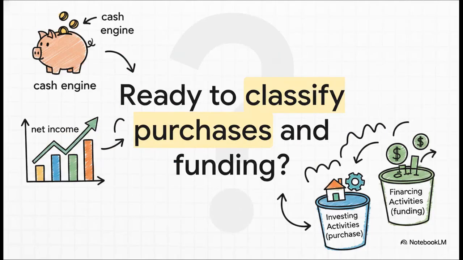So, what does this all mean? Well, you've officially mastered the default operating bucket and you know how to strip away the accrual illusions to find the real cash flow. But what happens when the business needs to make a massive purchase or take on millions in debt? Are you ready to classify the actual lifeblood of business expansion? Keep all these principles we discussed today fresh in your mind because we'll be tackling investing and financing activities in our very next explainer. See you there.